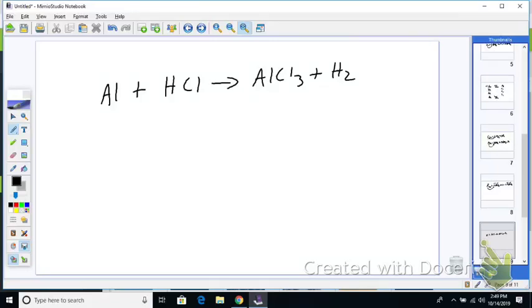Compared to the other. Okay? So, that's a redox reaction because if we write out all of the charges, we can see charges change.